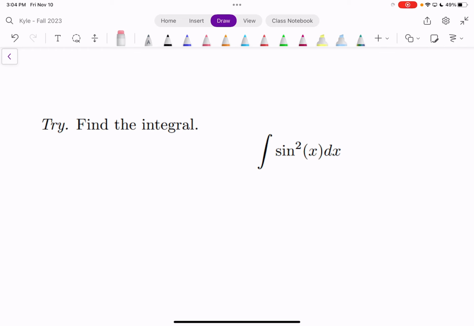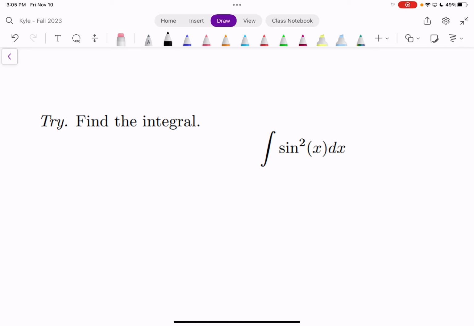All right, let's give it a try, shall we? We're going to think back to some of the trig identities we know about. This one's really handy, and I'm sure we've all seen it: sine squared x plus cos squared x is equal to 1. We'll just rearrange that one a little bit.